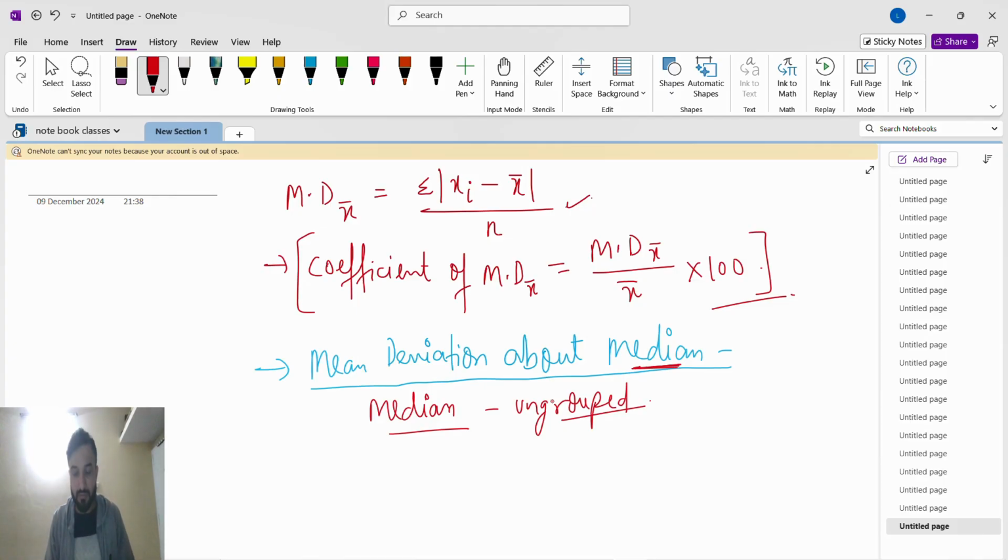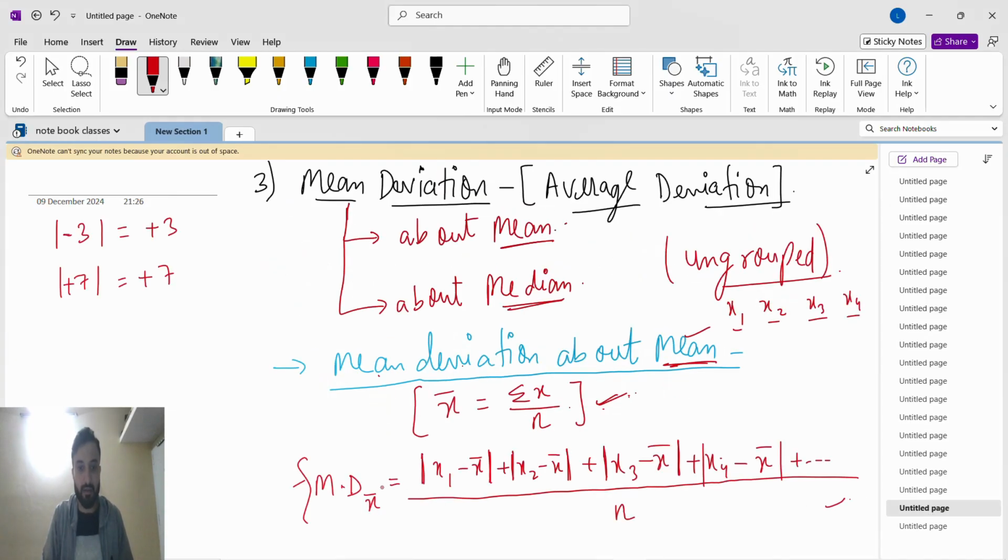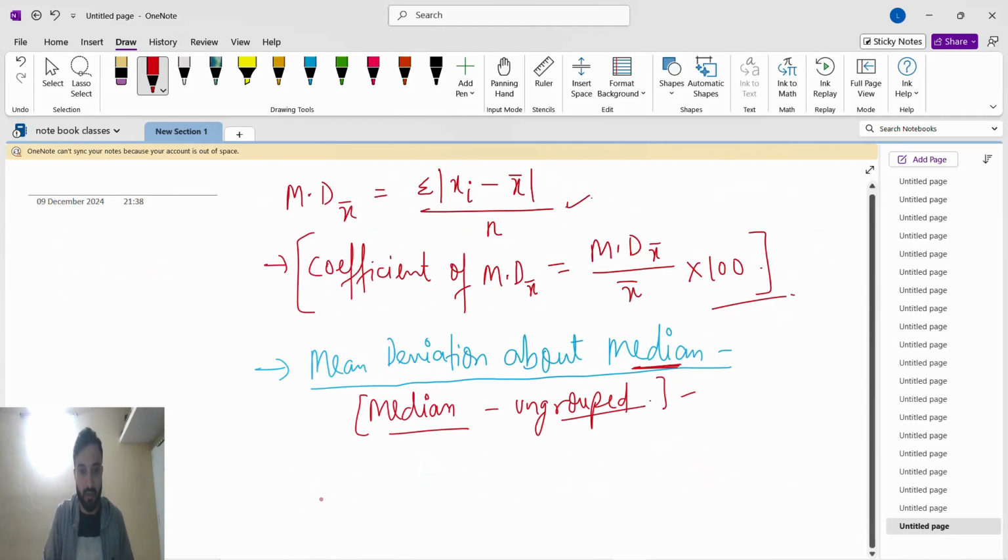So if it is mean deviation about mean, the first step is we find the mean. If it is mean deviation about median, the first step is we find the median. For ungrouped, we have already done it. Those who have confusion, you can go back and see it and come. The second thing is we find the mean deviation about median. ME means, guys, ME is not me, it's median. Okay, find the mean deviation about median.